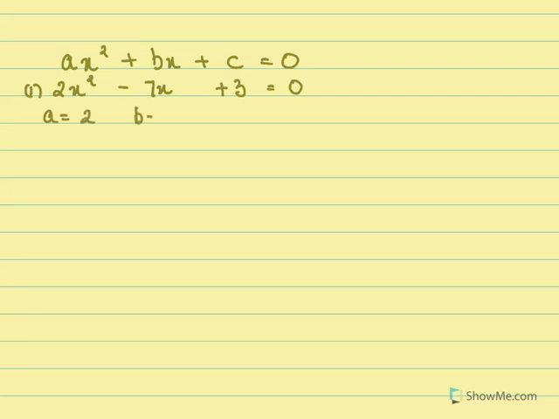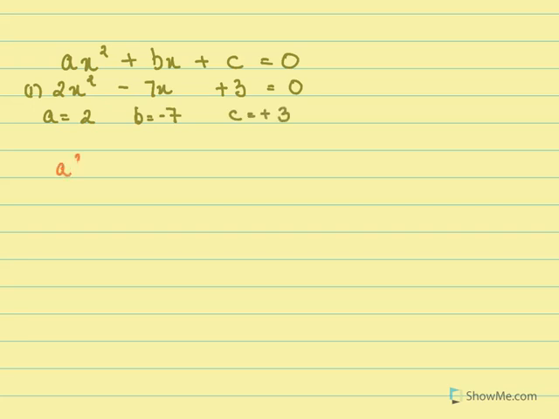Before we go to the next part of this exercise, let me explain to you a general quadratic equation. This is a general quadratic equation. So if I'm given, in this case, 2x square minus 7x plus 3, here you will say your a equal to 2, b equal to minus 7, c equal to plus 3.